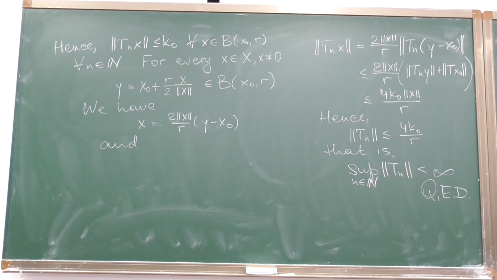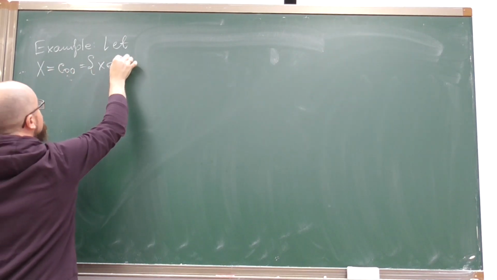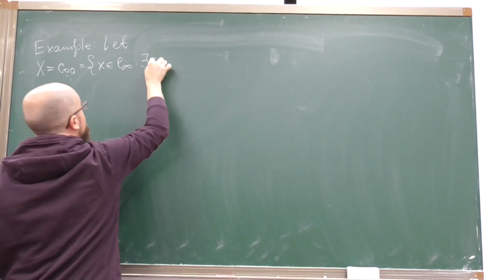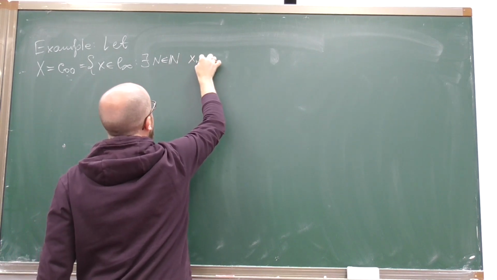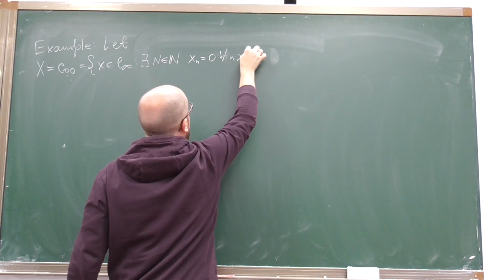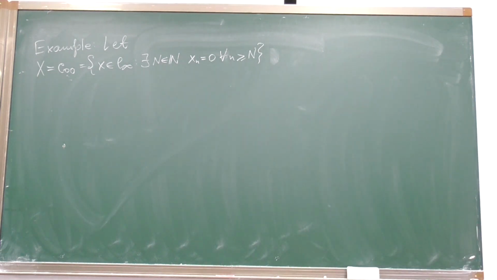In the theorem, we suppose that X is a complete space, so it is a Banach space. Let me illustrate with an example that this condition is significant. Let X be c00, the set of all bounded sequences such that there exists N such that x_n equals 0 for every n greater than or equal to capital N. So the space c00 consists of all sequences with finitely many non-zero terms only. This space is not complete.